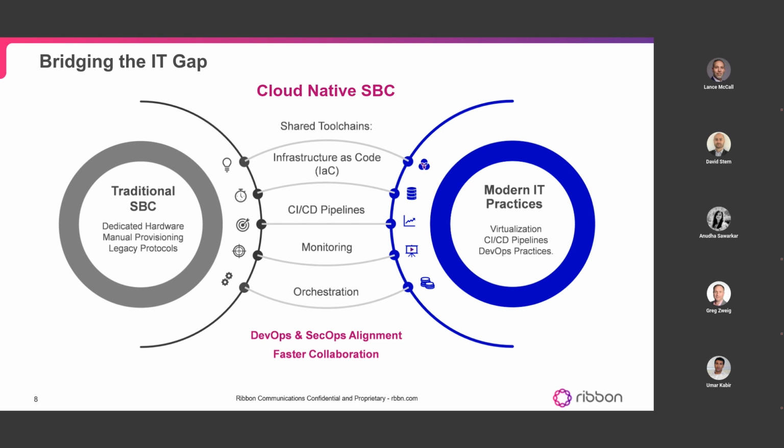On the continuous integration and continuous deployment pipeline side of things, you can automate your testing, you can automate your upgrades and your deployments. And then on the monitoring side, you get real-time observability tools that help you detect and resolve issues quickly, that improve system reliability, and then all the other benefits that Umar was talking about in literally the previous slide.